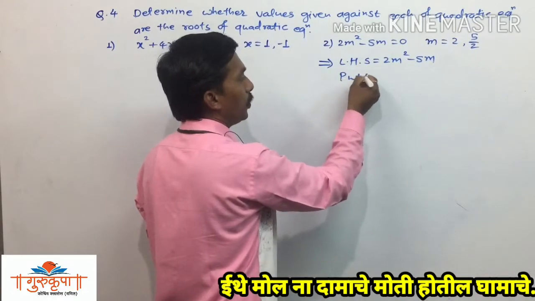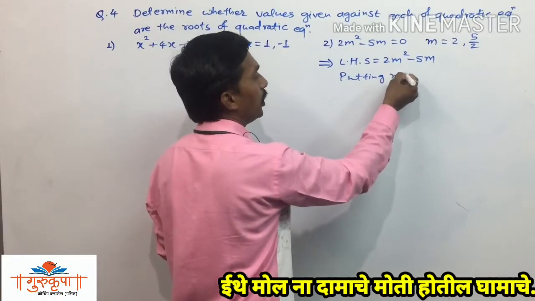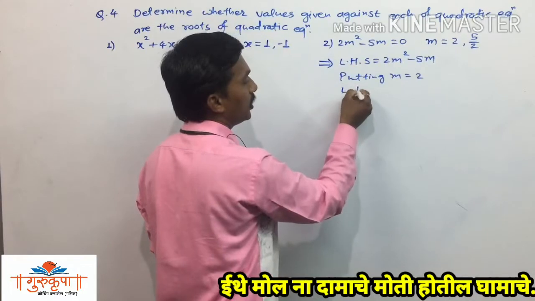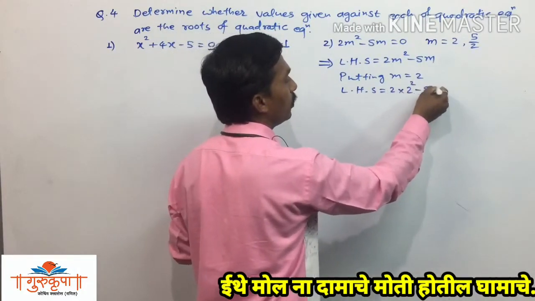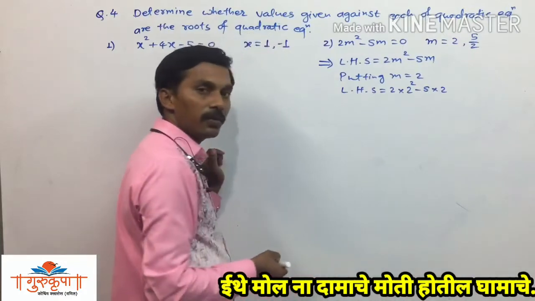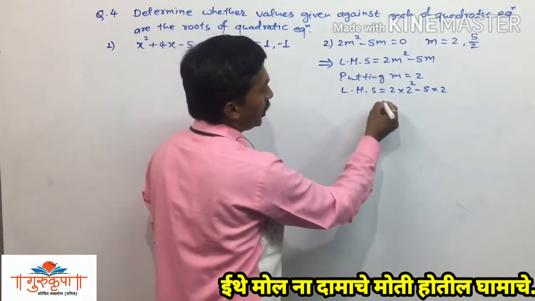Putting m is equal to 2. LHS is equal to 2 multiplied by 2 square minus 5 multiplied by 2. That is the value of m. And now we will take calculations.